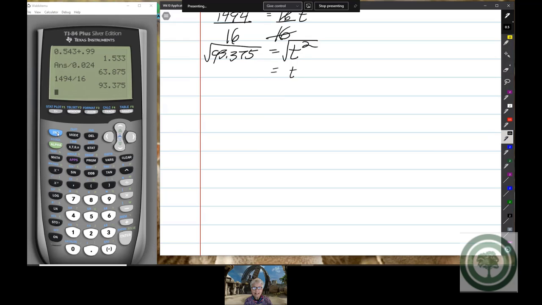So, second x squared, 93.375. Enter. Ha ha. I get 9.66, which rounds, if I'm rounding to one decimal place, 9.7 seconds. So that's how long it's going to take the egg that you dropped over the side of the building to reach the ground. Naughty person.